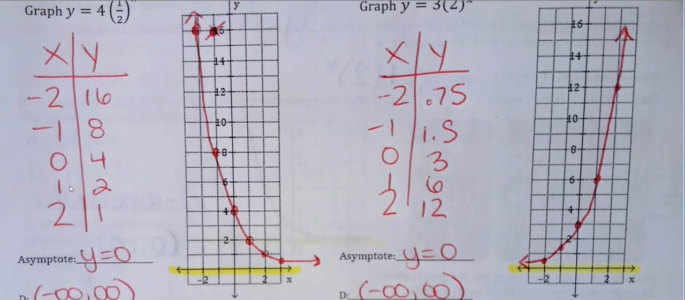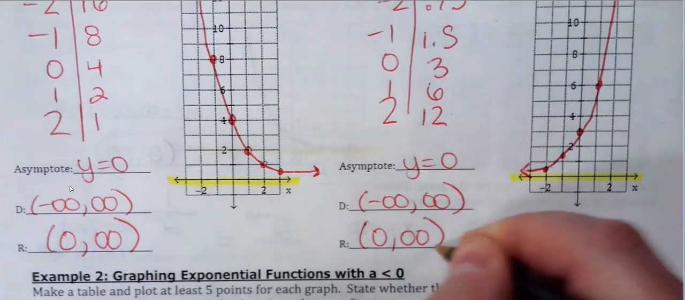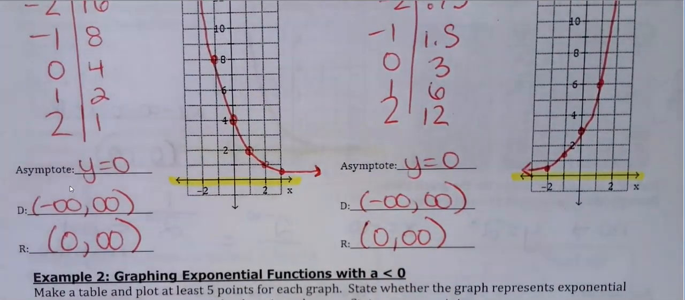And it should also be the same range as the one right next to it, from 0 to infinity, because you're not touching any part of the graph till you hop over that x-axis, then it goes up forever.